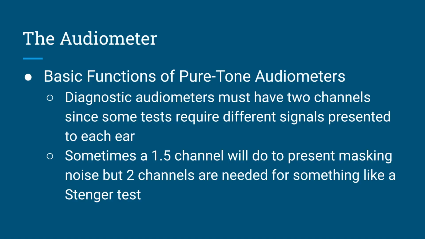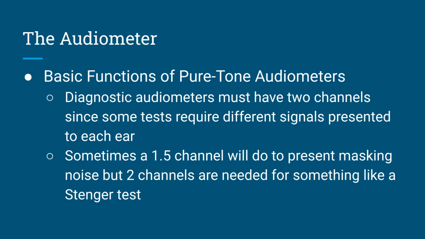But getting back to the basic functions of a pure tone audiometer, diagnostic audiometers have 2 channels. Since some tests require different signals presented to each ear, most commonly a signal to one ear and masking noise to the other ear. Sometimes you can accomplish that with what's called the 1.5 channel audiometer, but you need a 2-channel audiometer if you're presenting different signals to each. Well, I take that back.